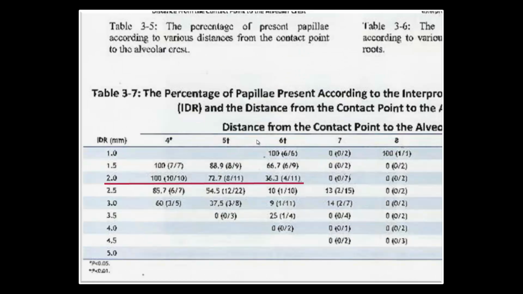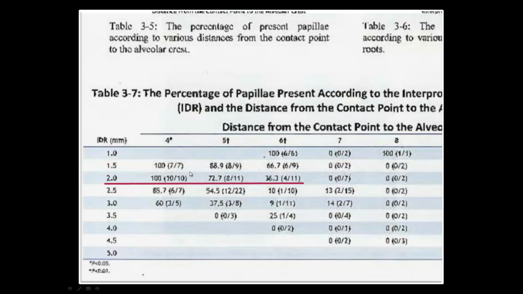So look at the picture right here. You can see the IDR, the interradicular distance between two roots, should be 2 millimeters. And you have 4 millimeters between the free gingival margin to the crest of the bone. You get 100% of the time. If we go to 5 millimeters, you'll see the number go down. But look here, 1.5 is also getting 100%.